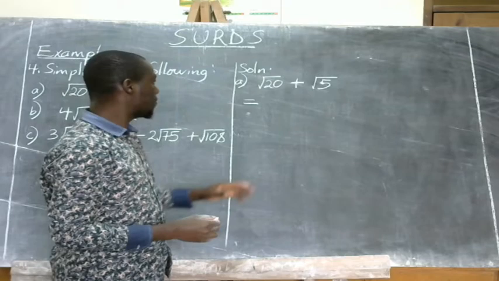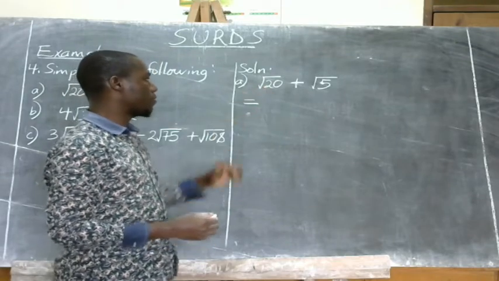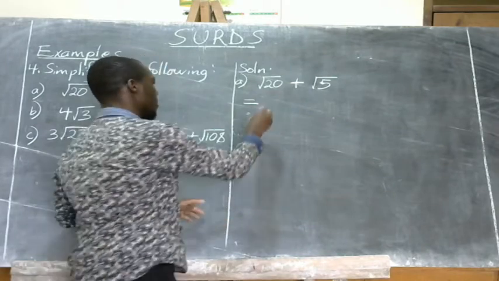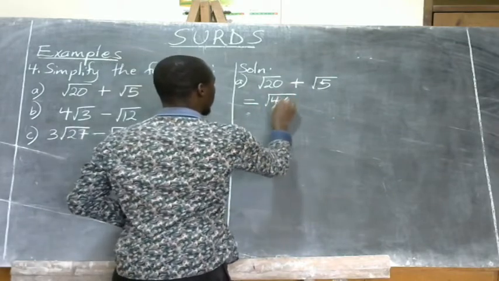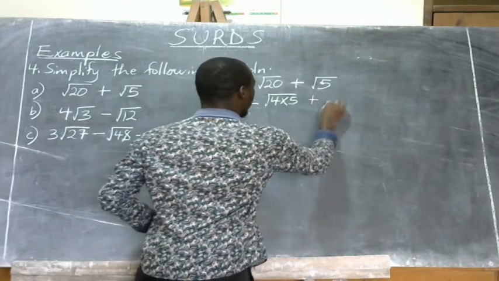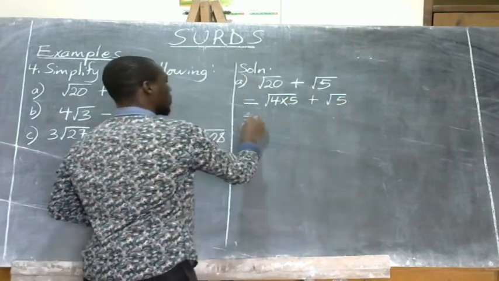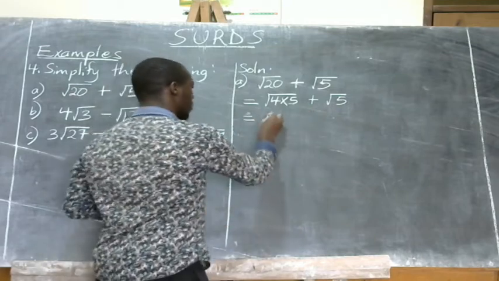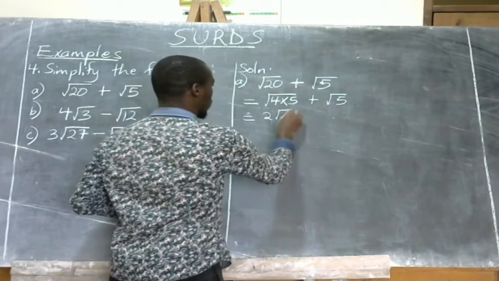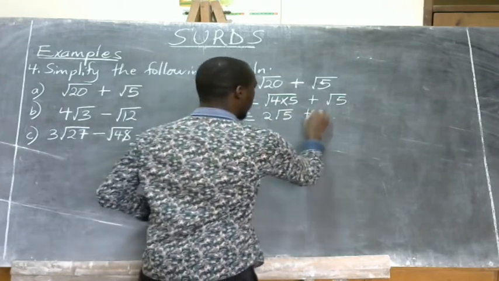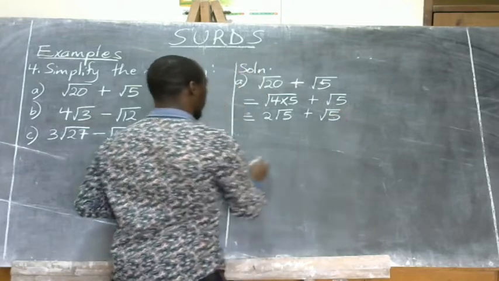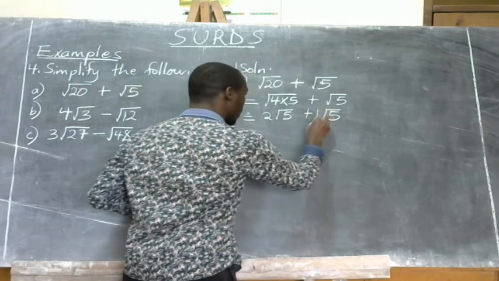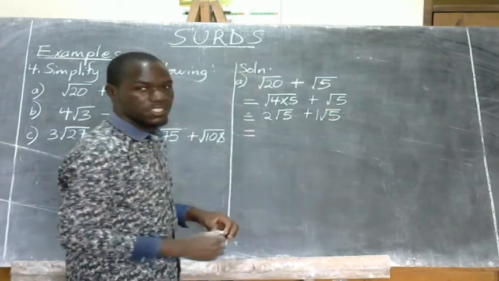I identify 4 times 5 to be the same as 20. Then I substitute there 4 times 5, then plus root of 5. This one here, remember when we went through the simplification. So this is 2 root of 5, then plus root of 5 there. So this one here, this 5 here has an invisible coefficient of 1.